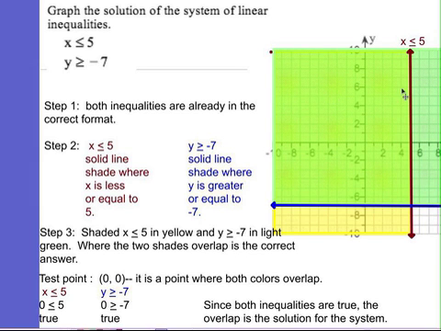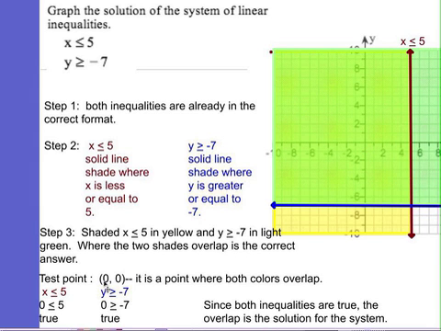Notice, when we shade those areas, there is a certain part of the graph where both colors are. In this case, right here on the upper left of where our two lines were graphed. Since that's where the two colors overlap, we're going to take a test point. I pick (0, 0). It's my favorite test point to use if I can use it.